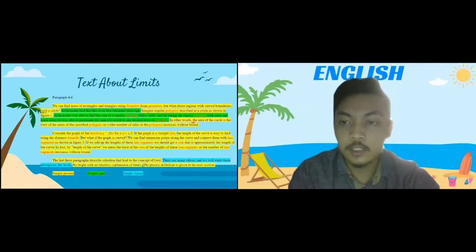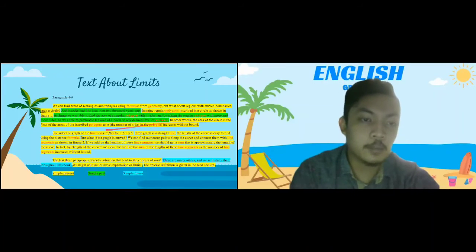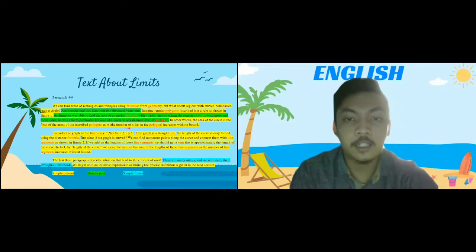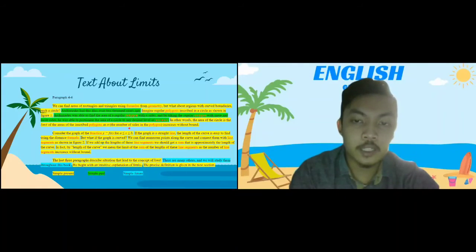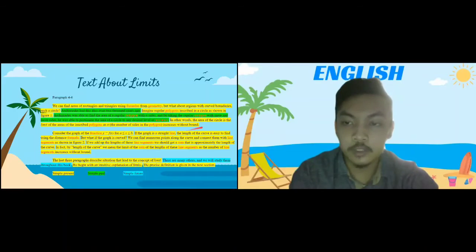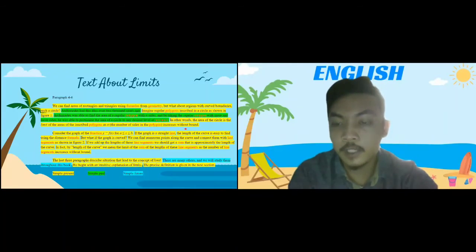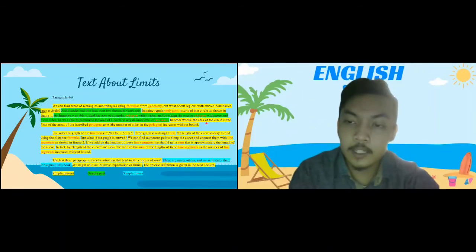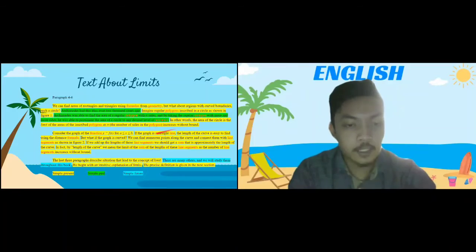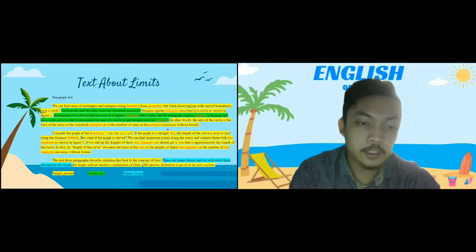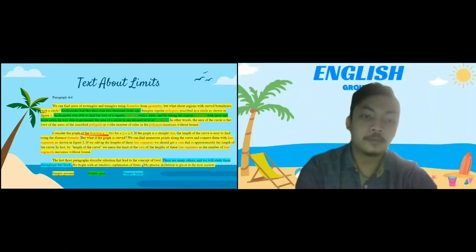In other words, the area of the circle is the limit of the areas of the inscribed polygons as n, or the number of sides in the polygons, increases without bound. This sentence talks about a fact, and the predicate that this sentence uses is verb one. So the sentence is using simple present tense.